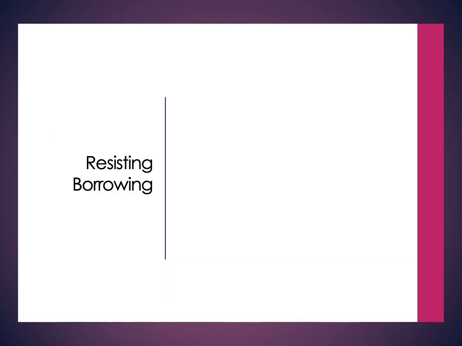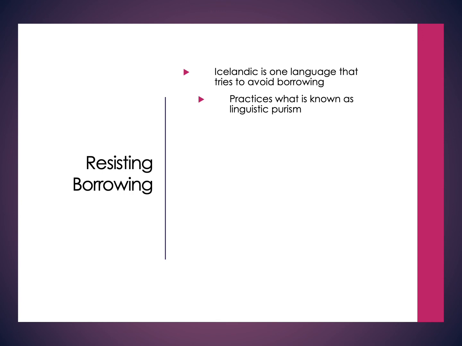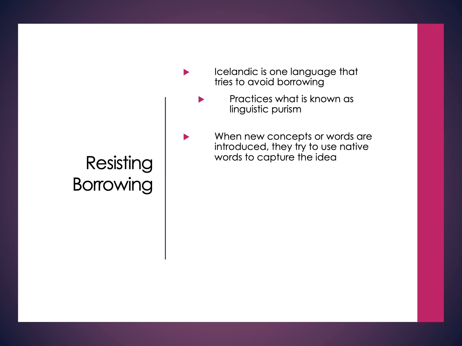But some languages just don't like borrowing words. French tries to pretend that they don't borrow words, but they do, even though they say they don't. But a good example of a language that tends to resist borrowing is Icelandic. So they have a practice that's often called linguistic purism, where rather than borrowing a word from another language, when there's a new concept or something introduced into the language, they try to use native words that are already in the language to capture the idea. So something like computer might end up being fast human or fast brain or some sort of thing like that, that uses words that are already in existence and putting it together rather than borrowing.